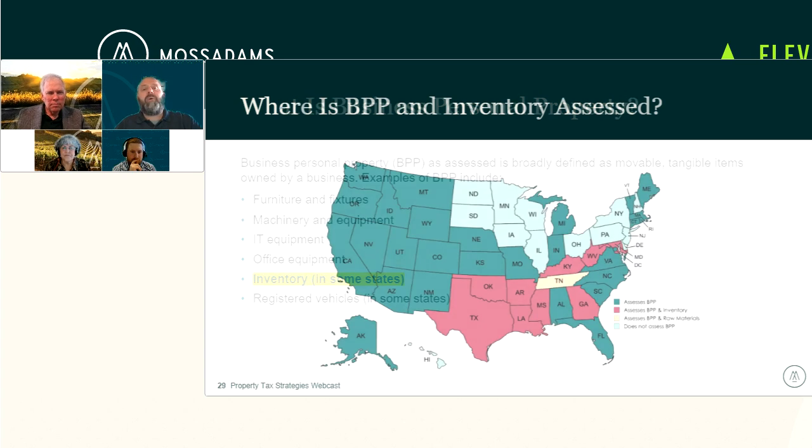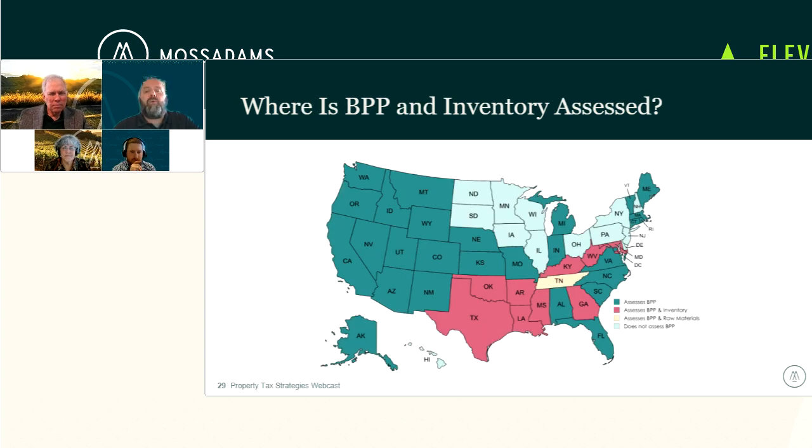Let's go with a quick little map here. So just very quickly, I know it's hard to see what the key is, so I'll discuss it here briefly. Those in the dark green are states that assess, let's call them fixed assets. So they assess a business personal property tax, but they would not include inventory, that type of thing. So that's the dark green. Those in the red, burgundy color, those are states that assess business personal property, the fixed assets, as well as inventory. There are 9 states that do that.